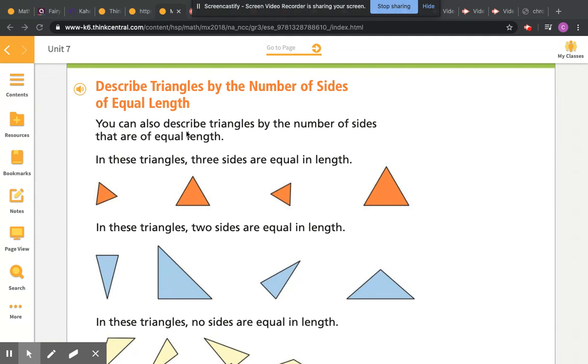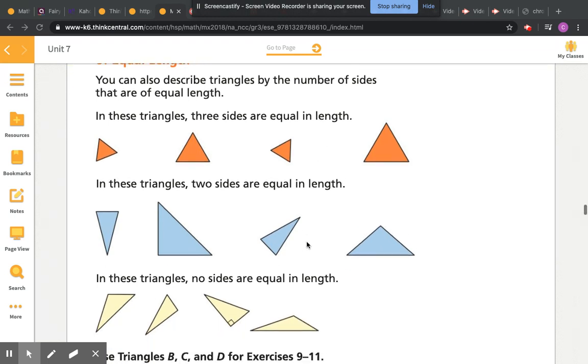And it says, you can also describe triangles by the number of sides that are of equal length. In these triangles, three sides are equal in length. Okay, so let's look at the orange triangles. As you can notice, these triangles all have three sides that are equal length. Okay, even if this is bigger than this one, they have the same characteristic, that their three sides are equal. Okay, now let's remember how we call a triangle that has three equal sides. Let's think about that. I remember a triangle that has three equal sides is called equilateral.